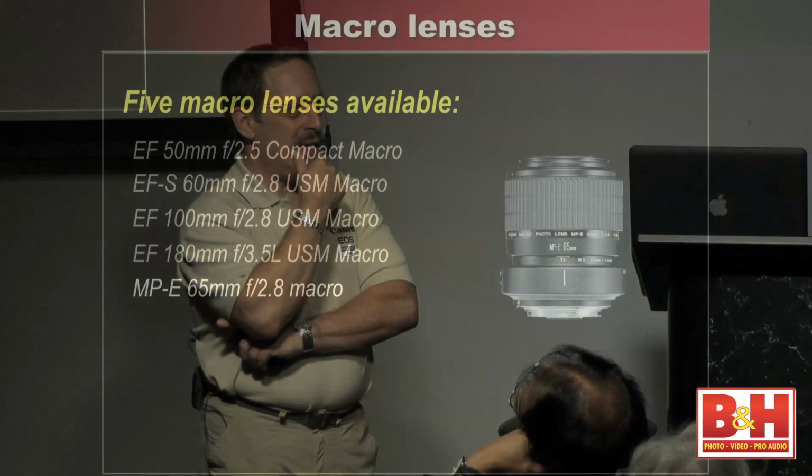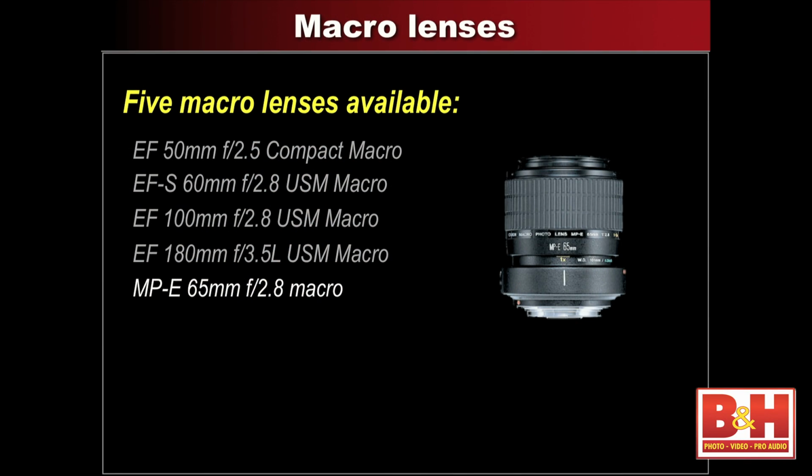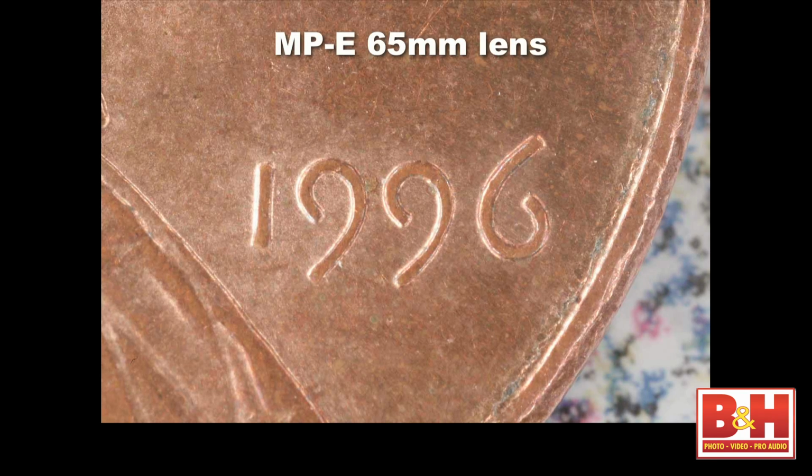And then we have this. This is a little different, the MPE 65 millimeter. This one does one-to-one relationship, but it goes a lot further. Actually, it'll go up to 5 times life. Depth of field on this, by the way, is, I can't quite get it that close. There's no depth of field.